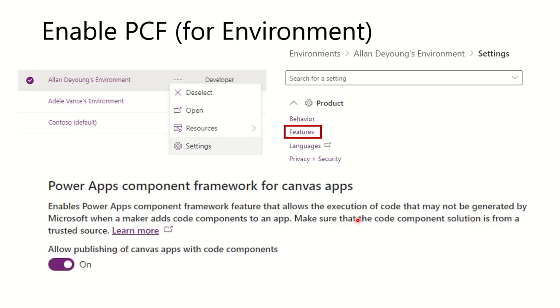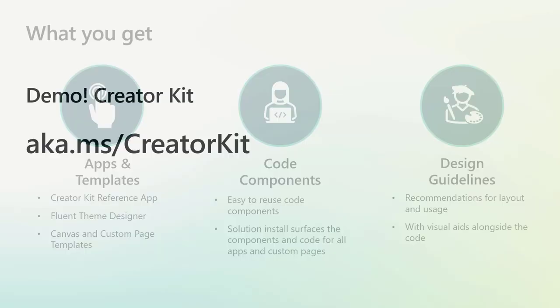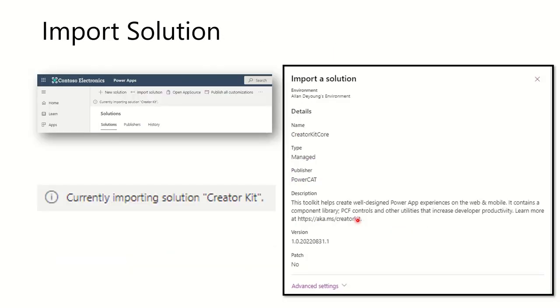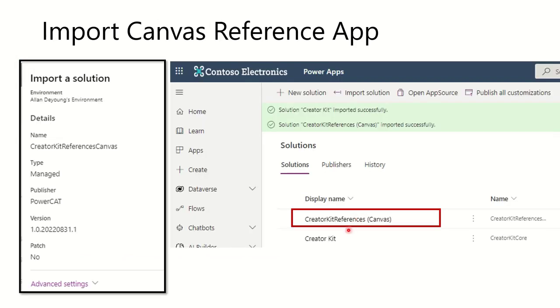So just again, you'll go to aka.ms Creator Kit and you'll download, at a minimum, the Creator Kit solution and you'll download the Creator Kit reference. And basically, these are what I'm focusing on today. But if you look at the docs, there's even more over there that you may choose to download as well.